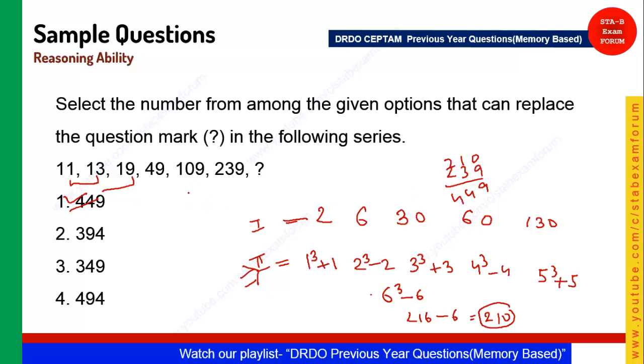Student, I know this is a very top level question. Okay, this is a very top level question, because here you are applying two operations. Okay, so in the exam, if you are not able to find it within 30 seconds, you can ignore that question. Okay, you can spend time on another question. Okay, let's see the next question.